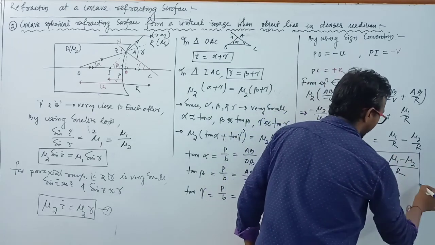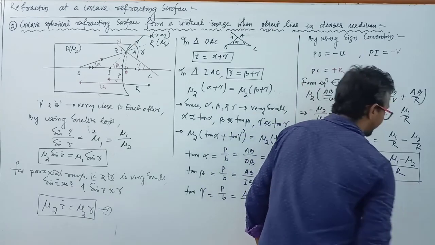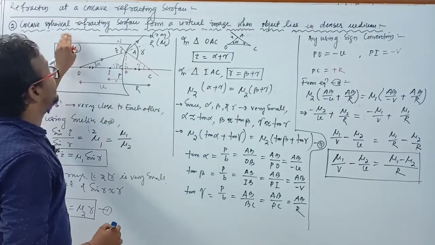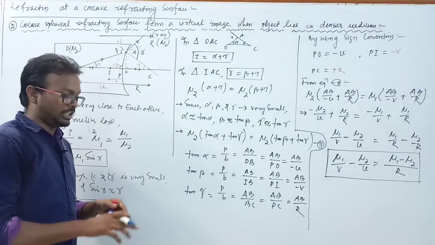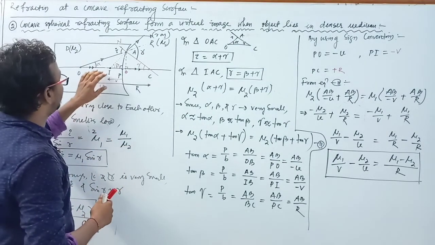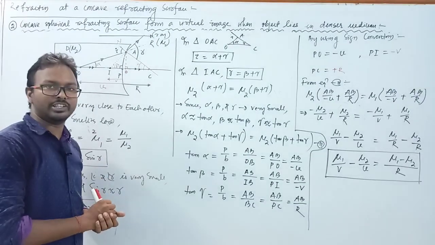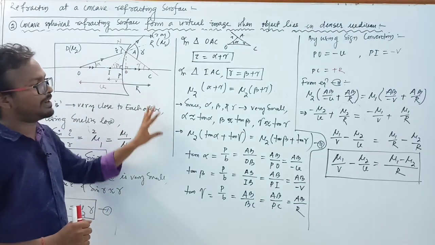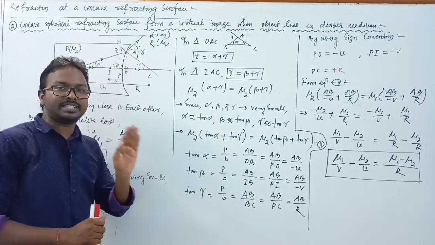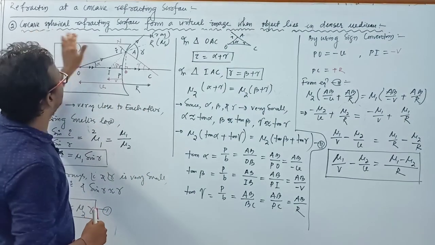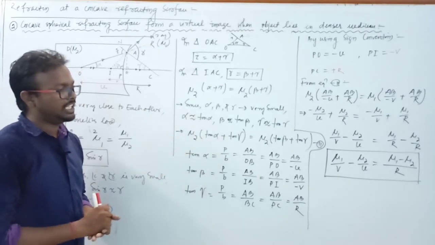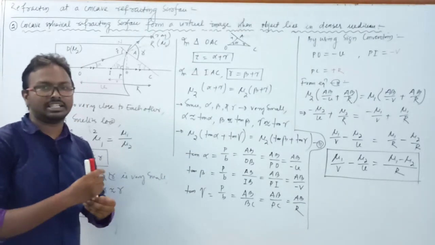This is the required formula when the object lies in the denser medium in the case of a concave spherical refracting surface, and it forms a virtual image, and that virtual image also lies inside the denser medium. Here, these are all about refraction at a spherical surface, and that type of surface is known as a concave spherical refracting surface. By using this concept, you can solve different types of numericals. Thank you.